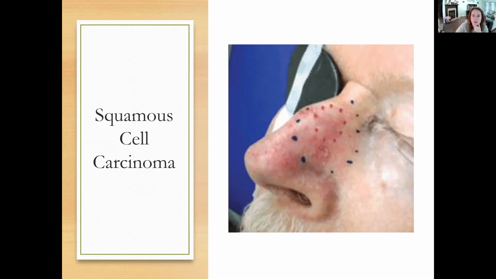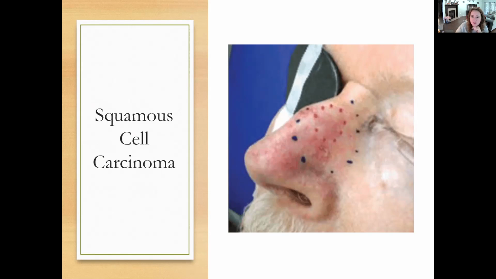It's going to appear in those sun-damaged areas again, like your face, your ears, your neck, those areas that are exposed more to the sun. But these can metastasize if not caught and treated earlier. They do appear a little bit different. They're rough, thick, and scaly, and their border is a little bit wider and has more kind of an inflammatory area around it than the basal cell.